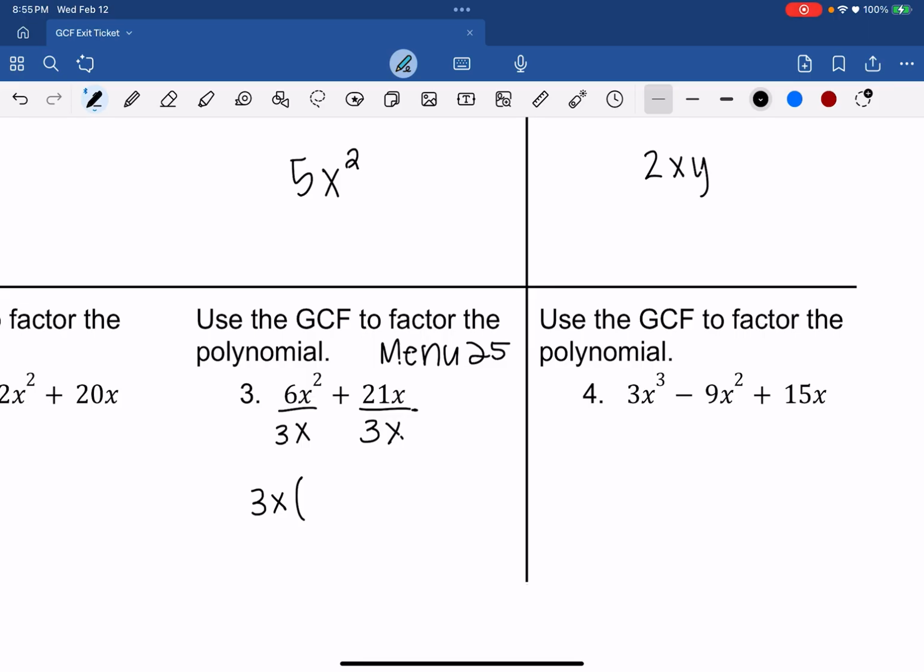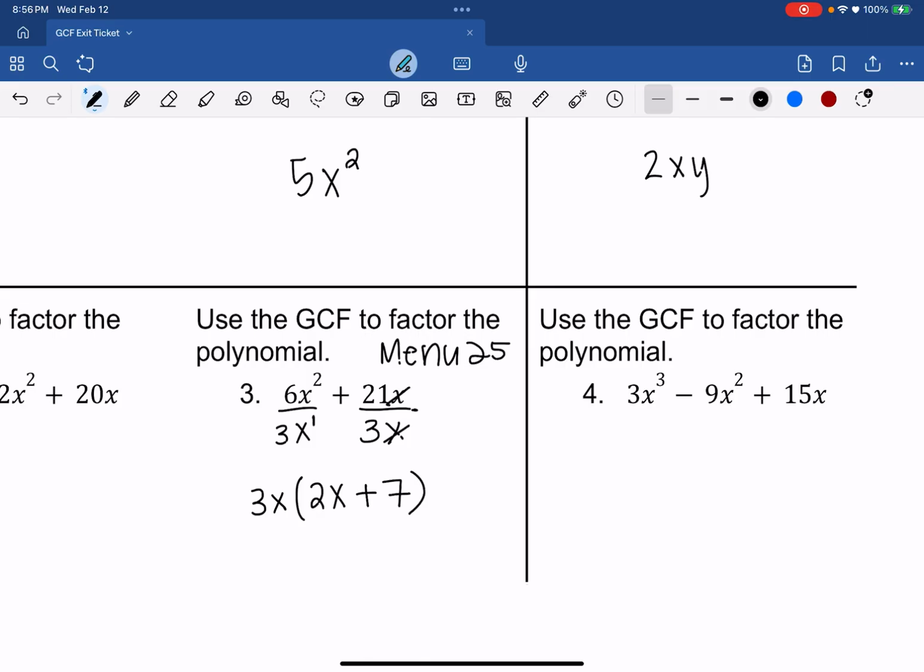Again, I'm going to put my GCF on the outside of the parentheses. What goes on the inside is what I have left after I divide. So 6 divided by 3 is 2. And because I'm taking away 1x, I'm left with just 1x. 21 divided by 3 is a positive 7, so we put plus 7. And then the x's cancel.